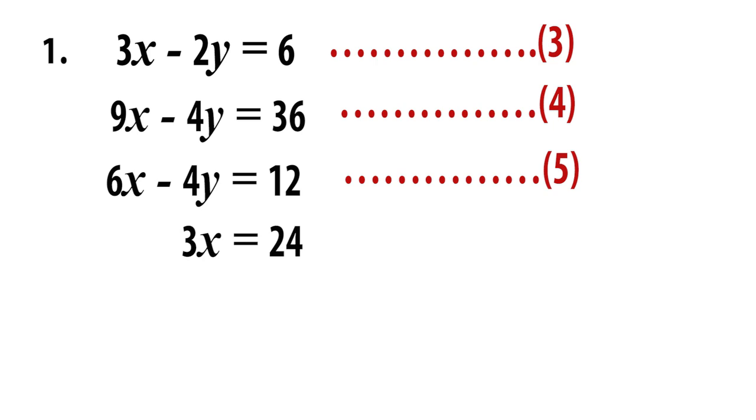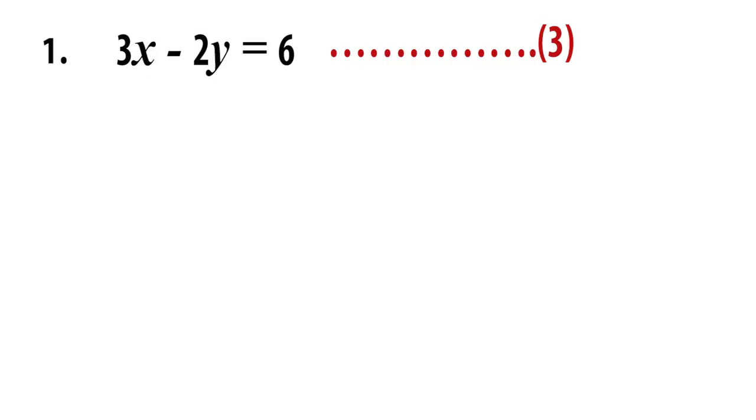Then, at this stage, what we have to do is to simply divide both sides of the equation by 3. And that will give us 3x over 3 is equal to 24 over 3, and that is equal to 8. So x is equal to 8. Now, to find the value of y, we have to substitute x equal to 8 into any of the two equations. However, in this case, we will substitute x equal to 8 into equation 3 to make our working very easy.